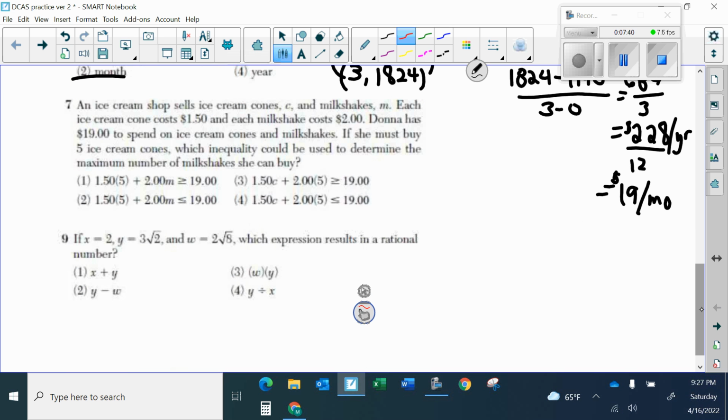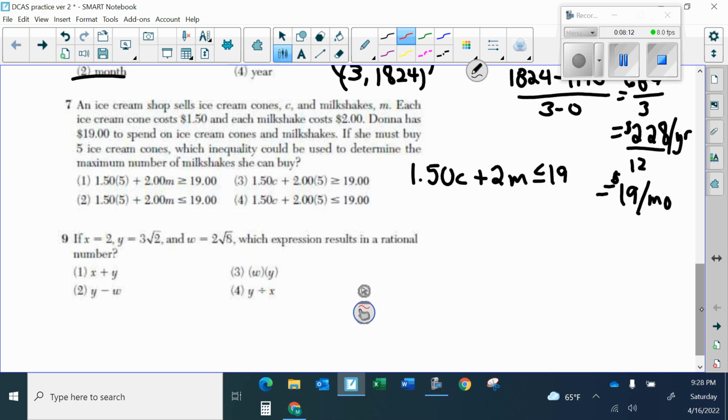Number 7, ice cream shop sells ice cream cones, C, and milkshakes, M. Each ice cream cone costs $1.50, so $1.50 times C, and each milkshake $2, so $2 times M, for milkshake. Let's rewrite that. Donna has $19 to spend. So the most she can spend is 19, less than or equal to 19. If you want to put the .00, you can.